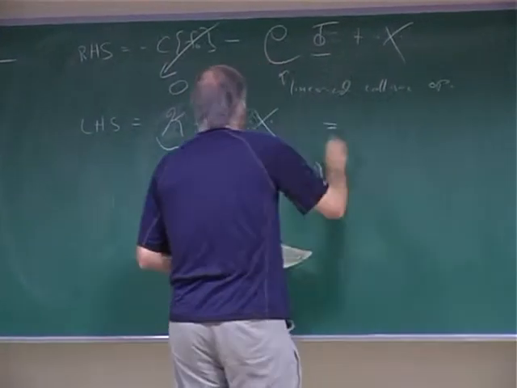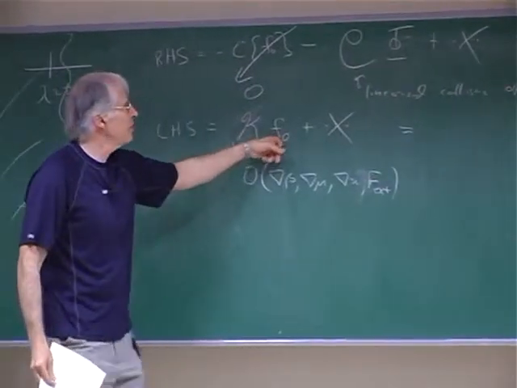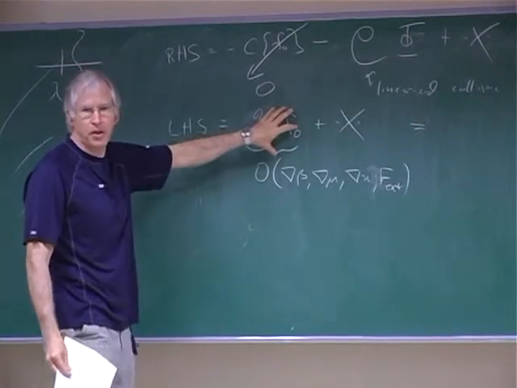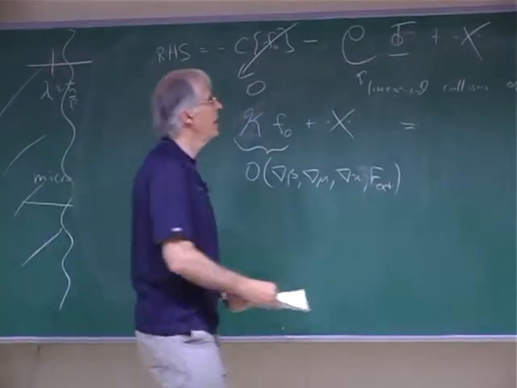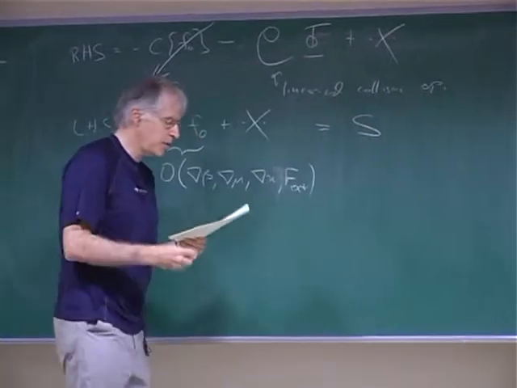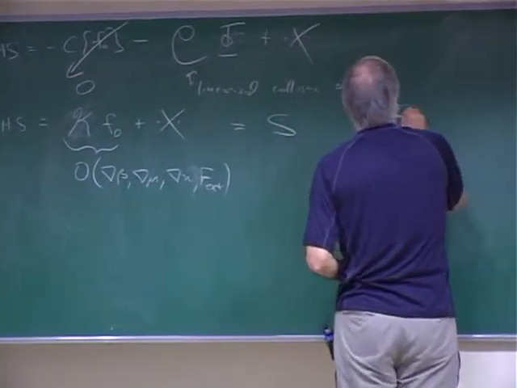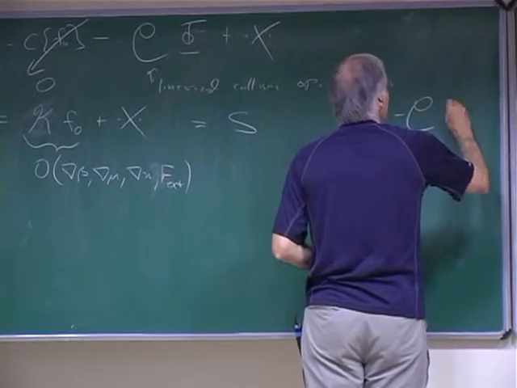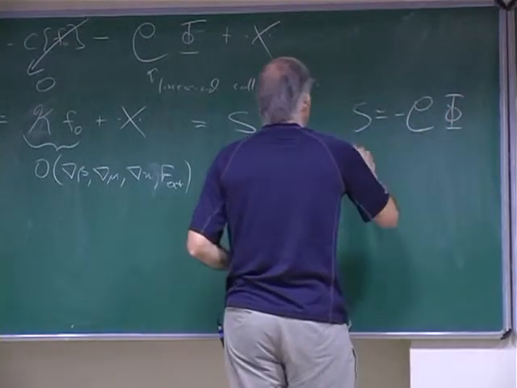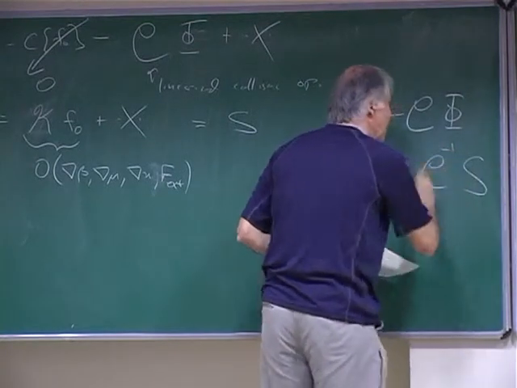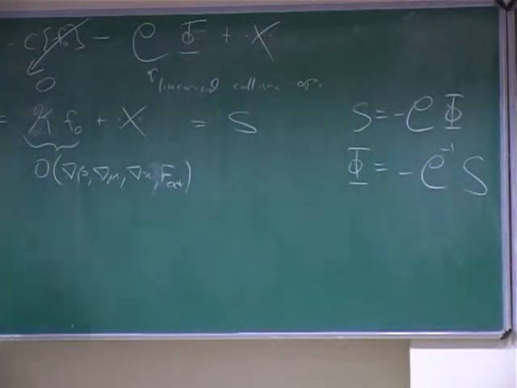All right, and whatever this is, it doesn't involve this function which characterizes the departure from equilibrium, so the result is just something you can work out. And I'll just call it some source function. So what comes out of this is just some linear equation, S equals minus C phi. So pretty easy to solve. Phi equals the inverse of the linearized collision operator on S.